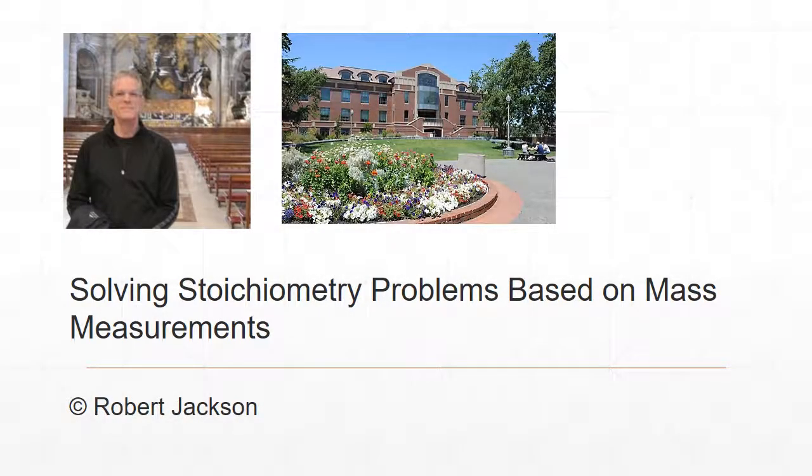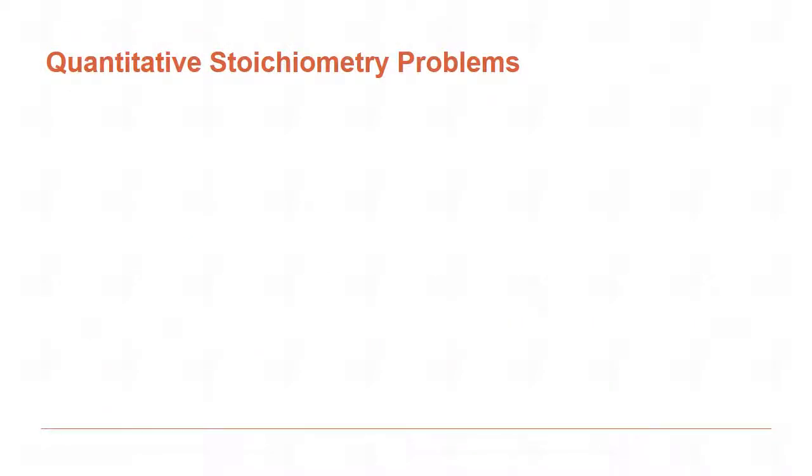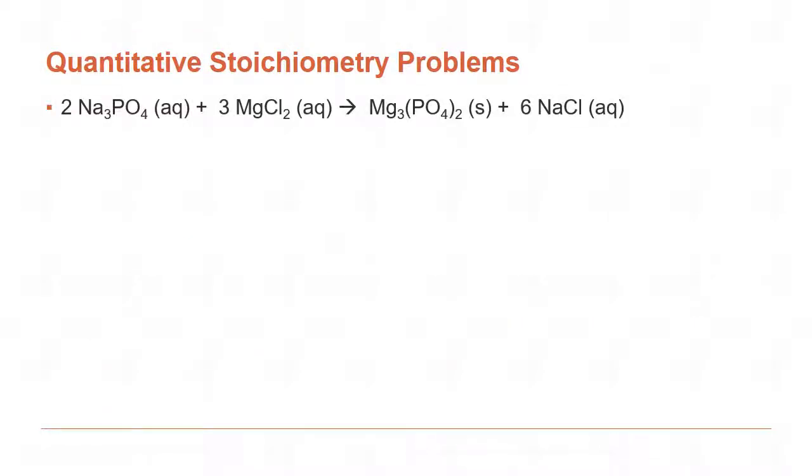In this video, we're going to look at solving stoichiometry problems, which are just quantitative chemical reaction problems based on mass measurements, where both reactants and products are measured in units of mass. We're also going to look at an example quantitative stoichiometry problem. All of these will be based on a basic balanced chemical equation, an example of which we have here.